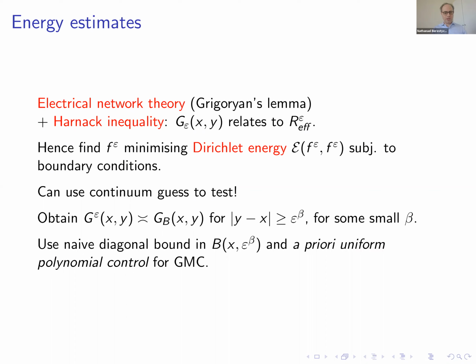electrical network theory. Basically, you express the Green function in terms of electrical resistances, and then you can try to use the Dirichlet principle to say that these are obtained by minimizing the Dirichlet energy of certain quantities subject to boundary conditions. And the very nice thing is that you can use functions from the continuum to test, and that gives you bounds on the Green function.